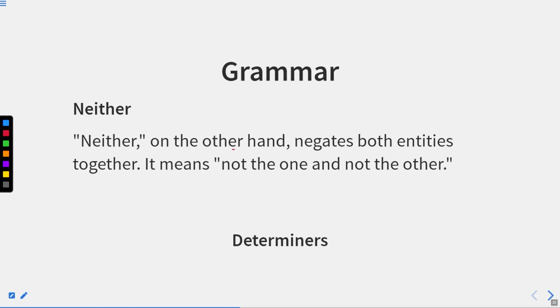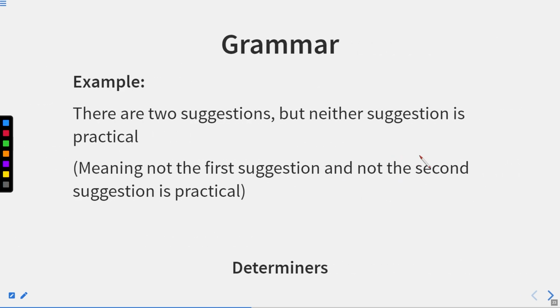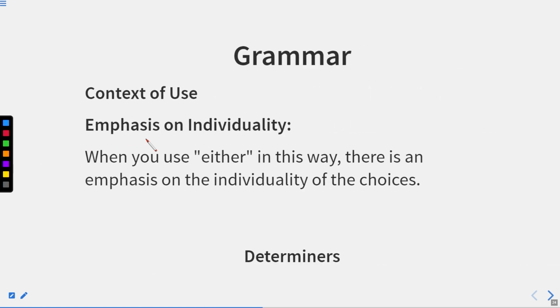Neither, on the other hand, negates both entities together. It means not the one and not the other. There are two suggestions, but neither suggestion is practical. So I'm talking about two suggestions, the first suggestion and the second, but neither suggestion is practical. Maybe it is possible that both the suggestions are not good, they are not practical, they cannot be applicable. Meaning not the first suggestion and not the second suggestion is practical.